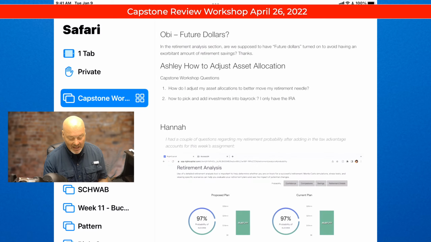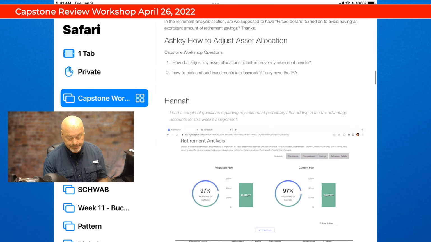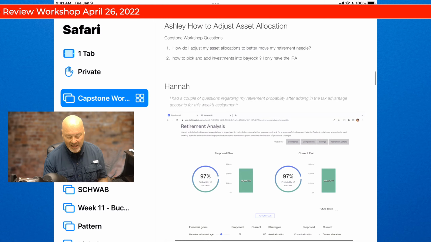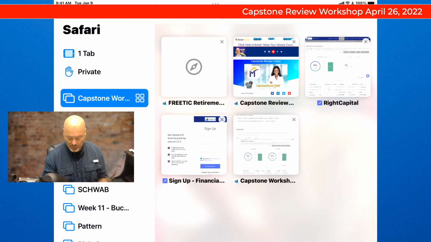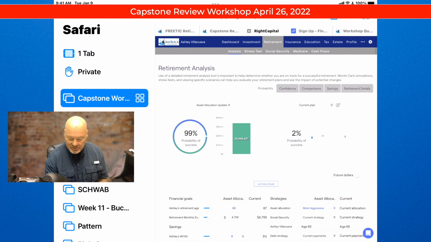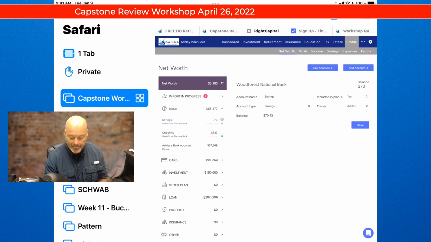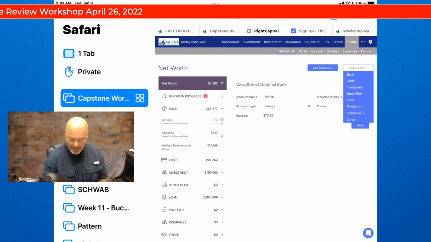How do I adjust my asset allocations? We showed you that with Ashley's plan. How do I pick and add investments into Bayrock? I only have the IRA. So you saw how to do that as well. Let me just show you that one more time. I think I'm in Ashley's plan. I go to Profile. I want to add an account. I want to add an investment.